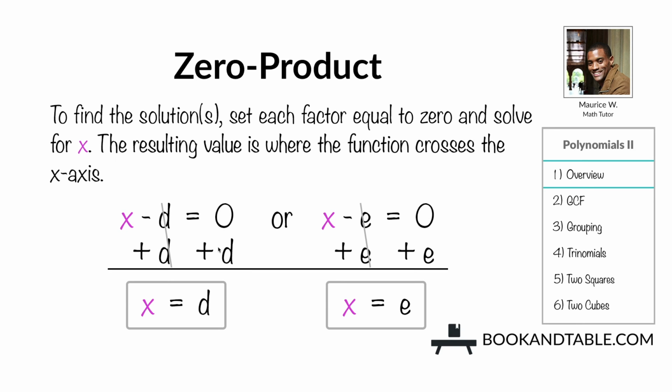To do so, we add d to both sides, giving us x is equal to some number d. So that would be one solution. And another potential solution we find by doing x minus e is equal to 0. So we add e to both sides, giving us x is equal to some number e. So this is how you would go about using the zero product property to find the solutions, or the x values where the function crosses the x-axis. So this is why we want to go about factoring quadratics specifically.